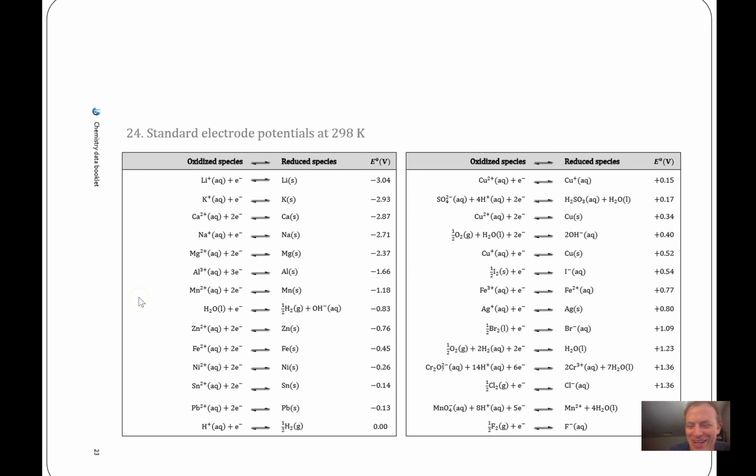This is the table of reduction potentials. That's in table 24. So we can see at the top is Li plus gaining an electron. That is a very negative reduction potential, which means that's not very likely to happen. All the way down here to fluorine, the most electronegative element, so neutral fluorine in the gas state gaining an electron, 2.87 is the voltage there.